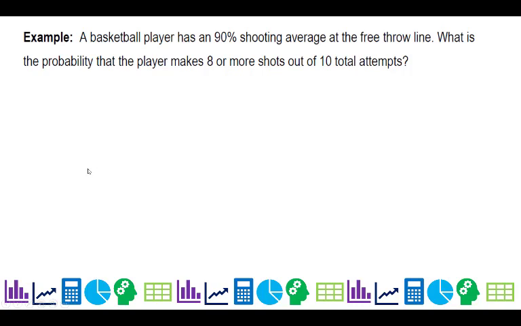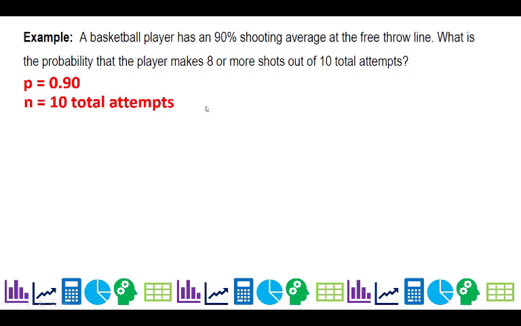Get in the habit of writing down what is n and what is p and what is x. So the first thing we see is that p, the probability of making a shot, is 0.90. Always use the decimal value. I know some of you prefer percent. What is the number of attempts? There are 10 total attempts.